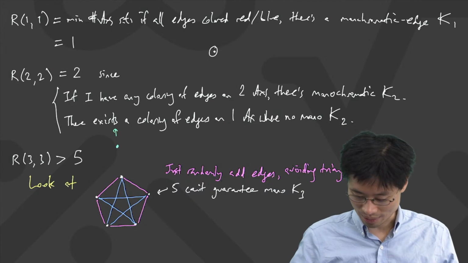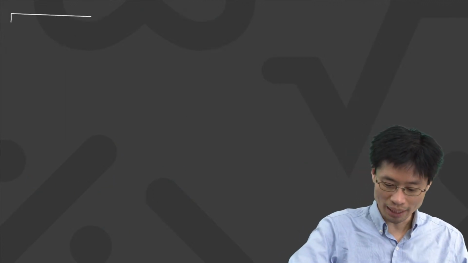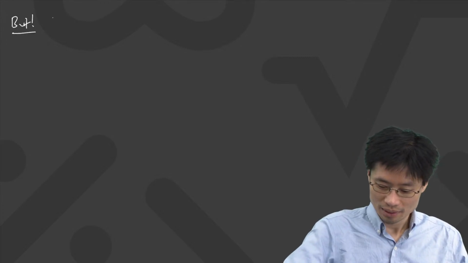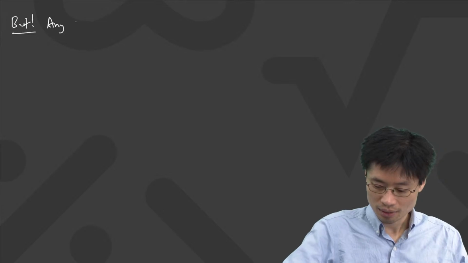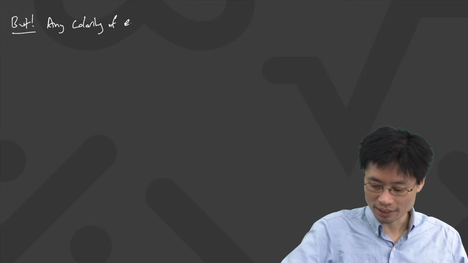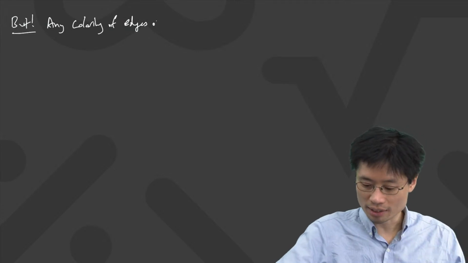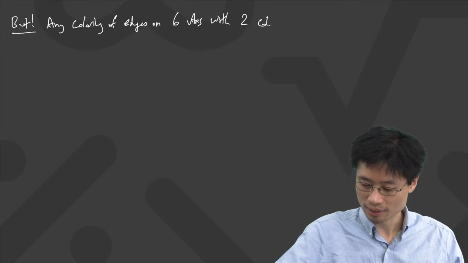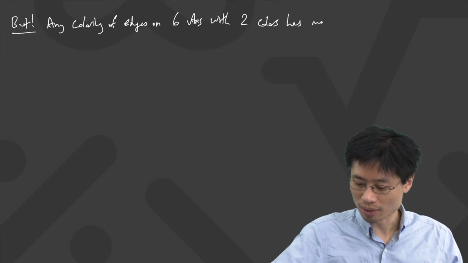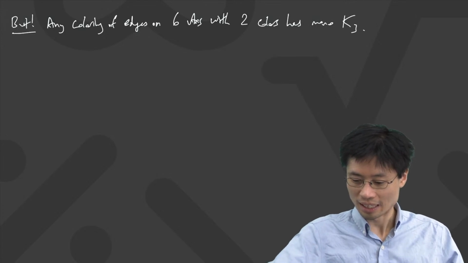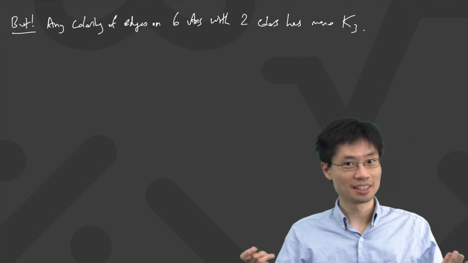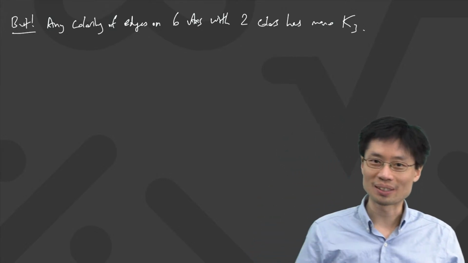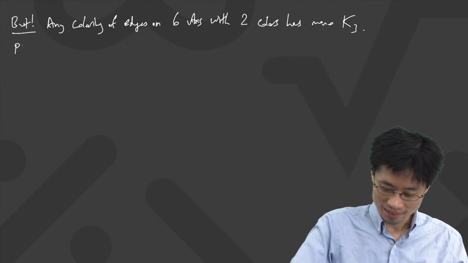So let's go to the next screen. Next screen is: any coloring of the edges on, I'll write, 6 vertices with 2 colors has a monochromatic K3. Now that's cool. That's going to tell me that R33 is 6. And how would we do this? Advait, what do you want to say? Can you like pigeonhole it or something? Yeah, let's pigeonhole it or something.